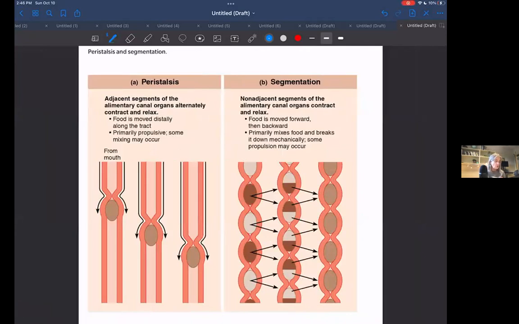So the esophagus has this peristaltic movement. You just need to know, I'm not going to talk about segmentation, which is up and down, but peristalsis is just a wave of contraction and relaxation that moves the food towards the stomach.